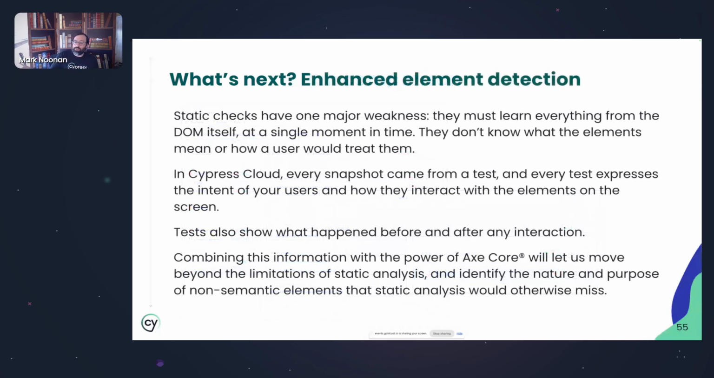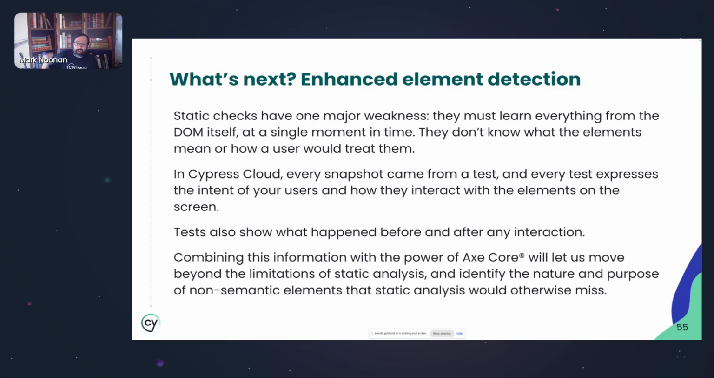The next thing we're spiking into now, so I don't have a timeline for this specifically, but within the Axe Core world and within the world of static checks in general, the way they learn about the accessibility of what they're testing is through analyzing the DOM. It's a single moment in time, we get a sense of what the accessibility is. In Cypress Cloud, because we're recording the test along with the accessibility checks, we also know things about your user's intentions.